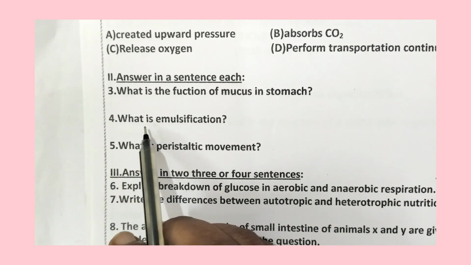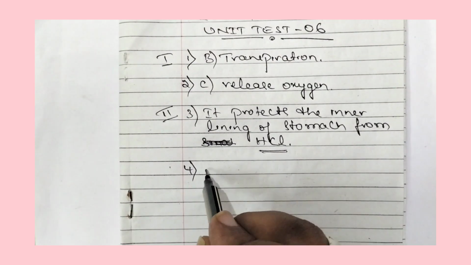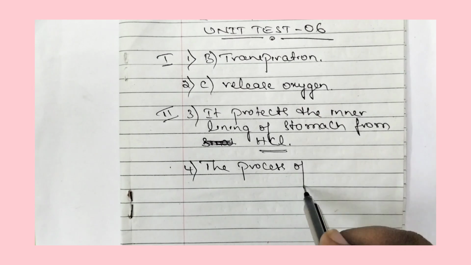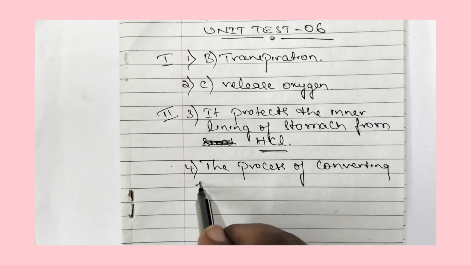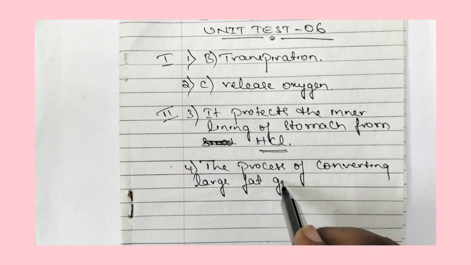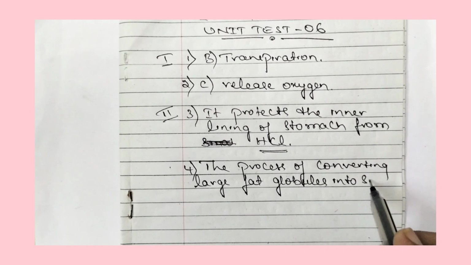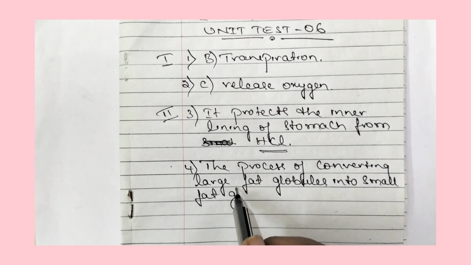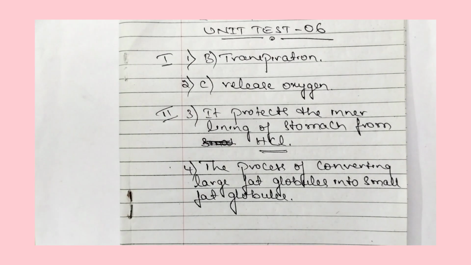Then the next, fourth question: what is emulsification? The process of converting large fat globules into small fat globules is called emulsification.